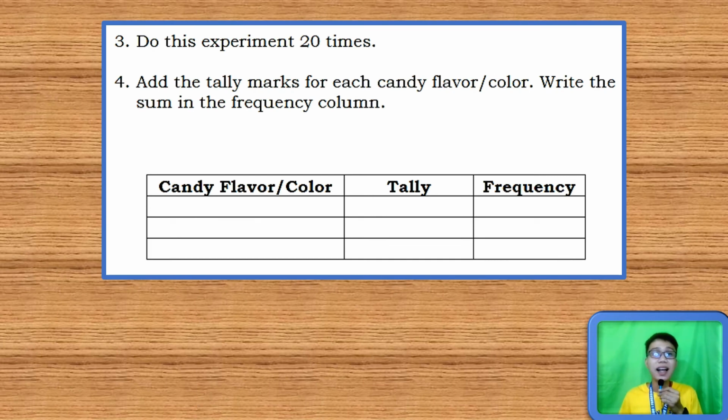And number 4. Add the tally marks for each candy flavor or color. Write the sum in the frequency column.